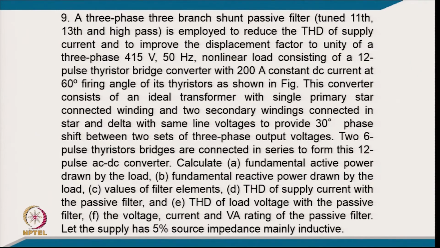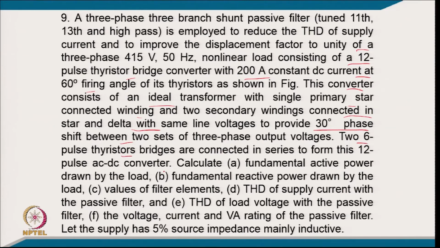Coming to example 9, a 3-phase 3-branch shunt passive filter tuned for 11th and 13th and high pass is employed to reduce the THD of supply current and to improve the displacement factor to unity of a 3-phase 415 volt 50Hz non-linear load consisting of a 12 pulse thyristor bridge converter with 200 ampere constant DC current, 60 degree firing angle of its thyristor as shown in figure. This converter consists of an ideal transformer with single primary star connected winding and 2 secondaries connected in star and delta with the same line voltage to provide 30 degree phase shift between 2 sets of 3-phase output voltage.